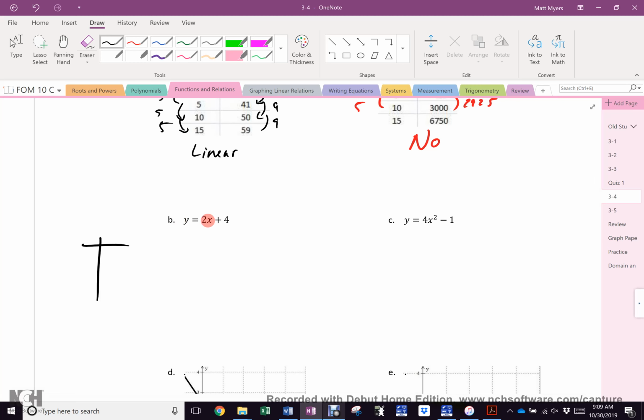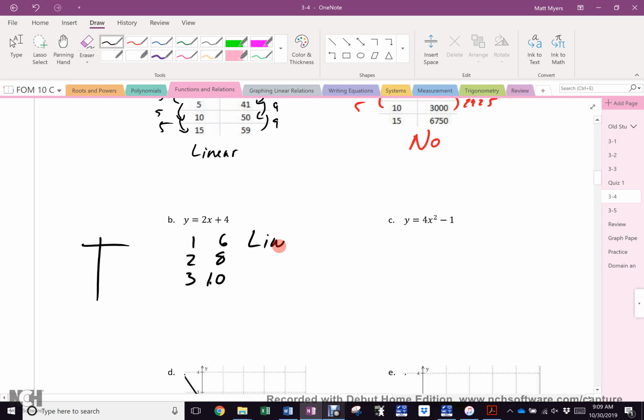If you say any number for X, can you tell me what Y is? Yes, because X is the independent variable, right? Say three numbers. 1, 2, 3. When X is 1, what's Y? 6. When X is 2, what's Y? 8. When X is 3, what's Y? 10. Linear? Yes, because it went up by 1 and up by 2.